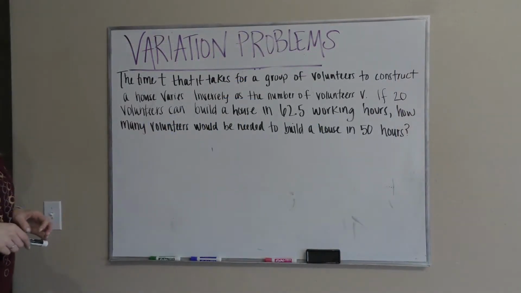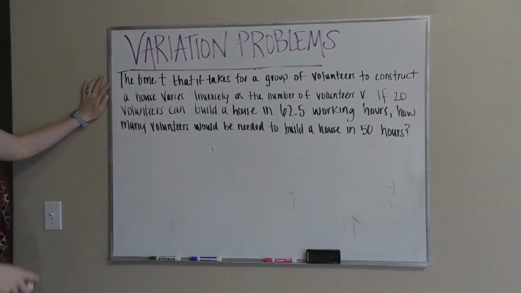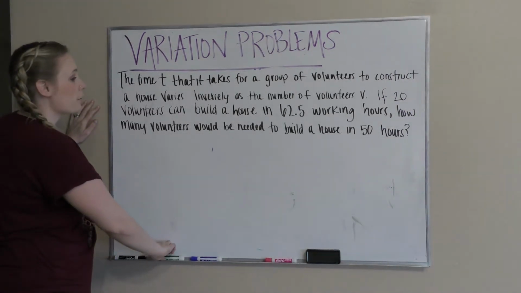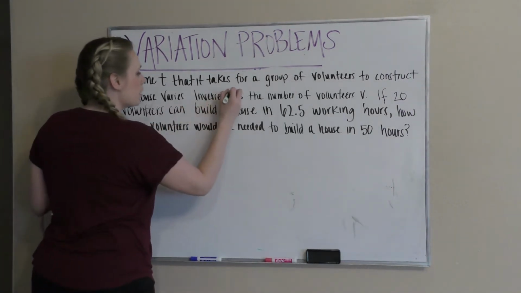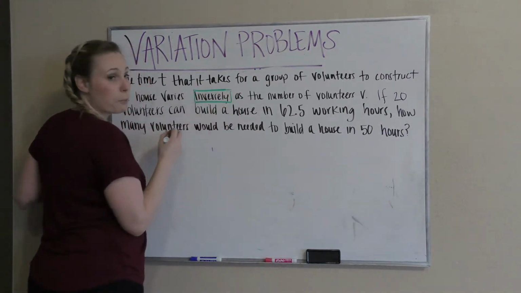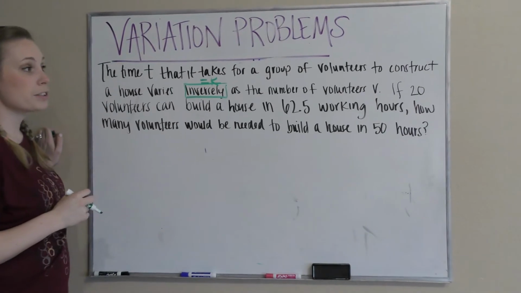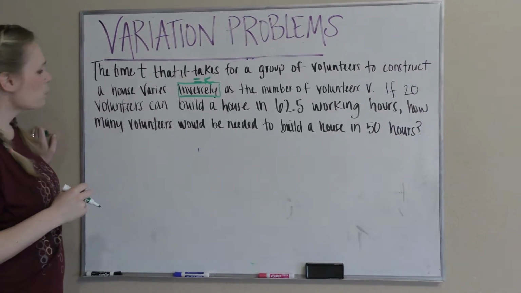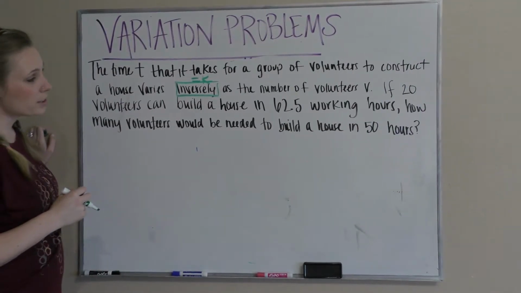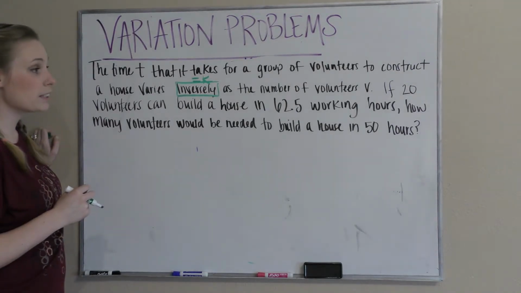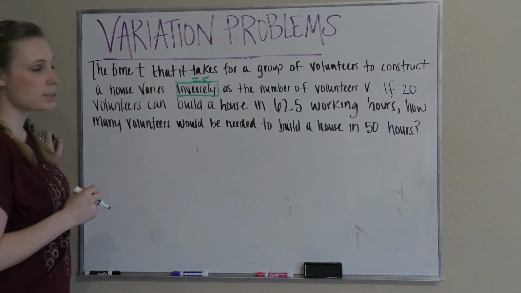In this example, we are going to look at the time t it takes for a group of volunteers to construct a house varies inversely. Again, I'm going to box that word and I'm going to put my equals k here as the number of volunteers v. If 20 volunteers can build a house in 62.5 working hours, how many volunteers would be needed to build a house in 50 hours?